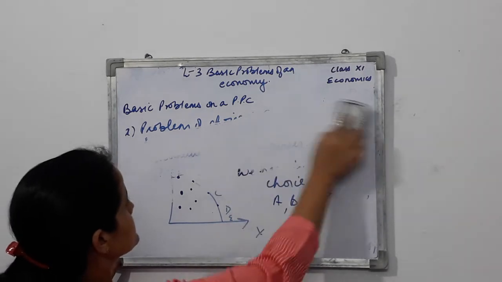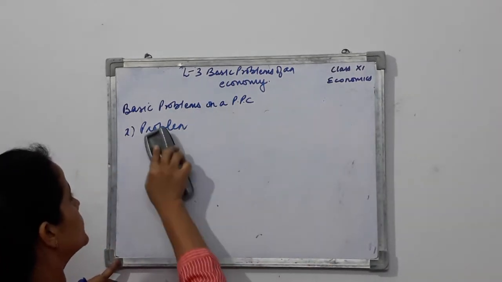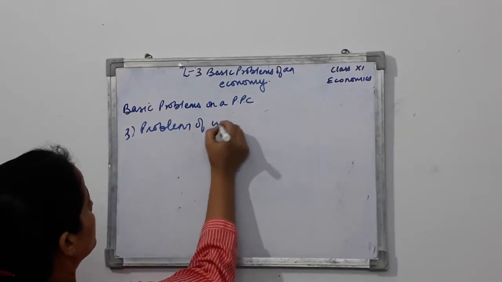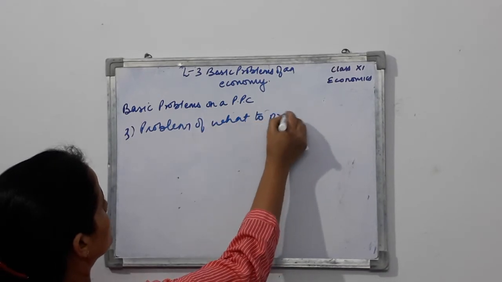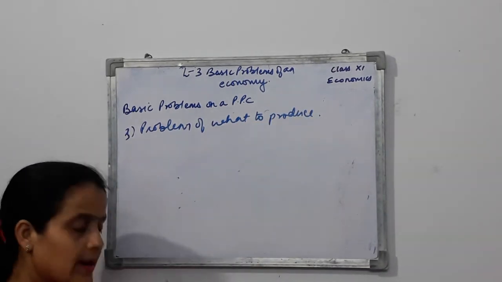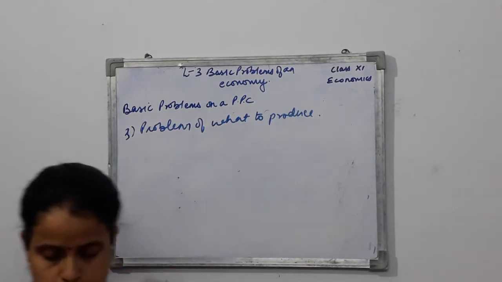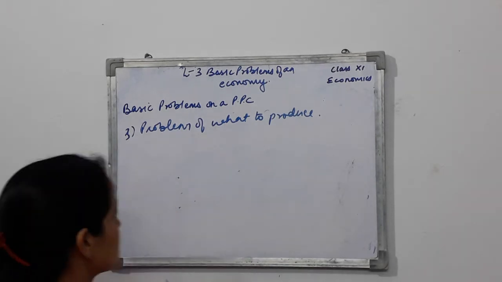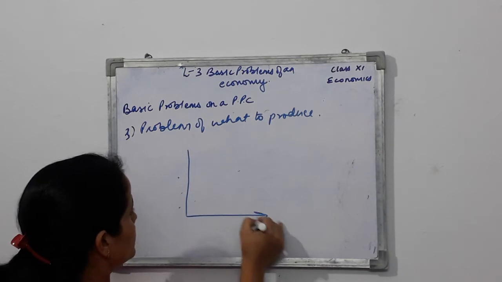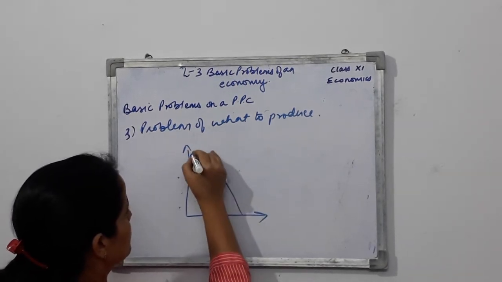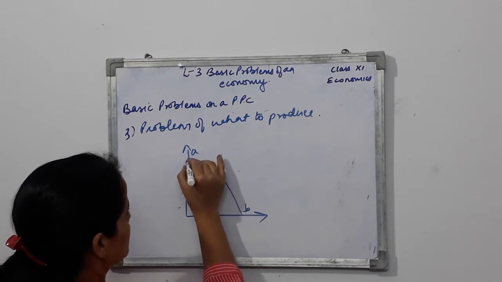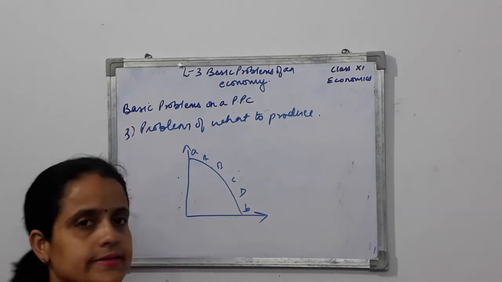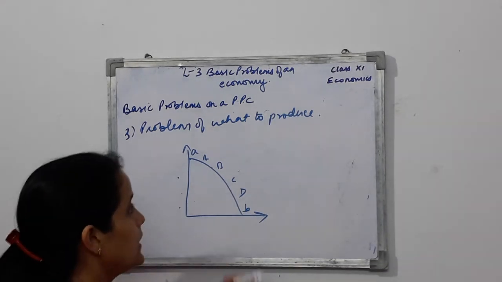Another problem, the third problem we'll read, which we can show on a PPC, is the problem of what to produce. The problem of what to produce can be shown on a PPC, because again the same thing can be understood in the same diagram. So if I draw a PPC, named AB, with different points A, B, C and D, again you have to make a choice what to produce, which combination is going to be best.